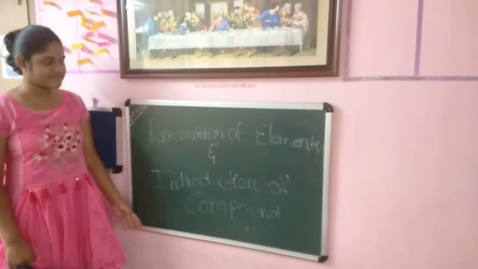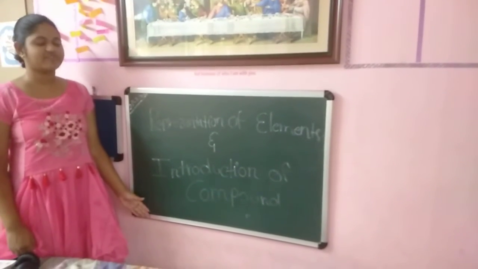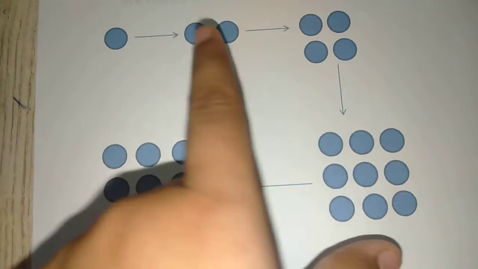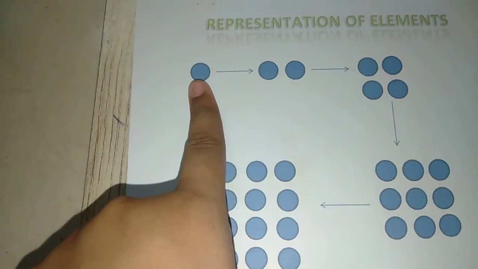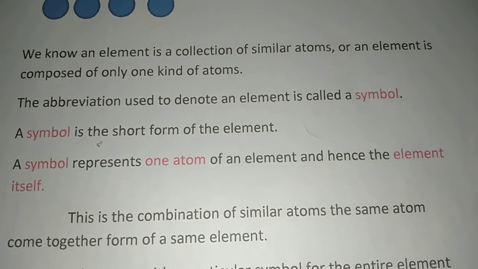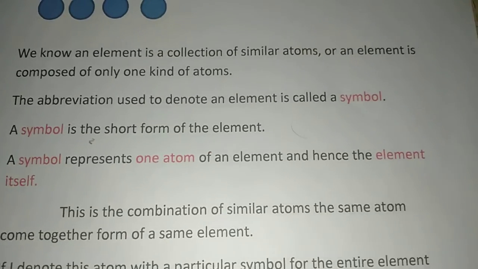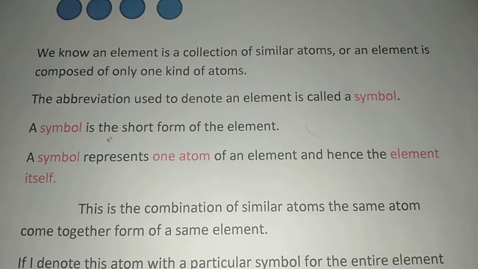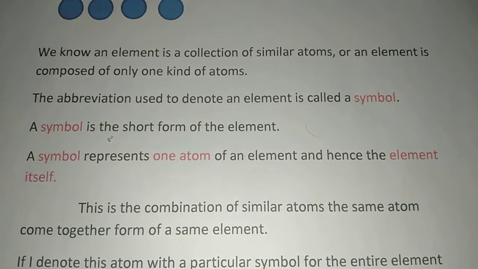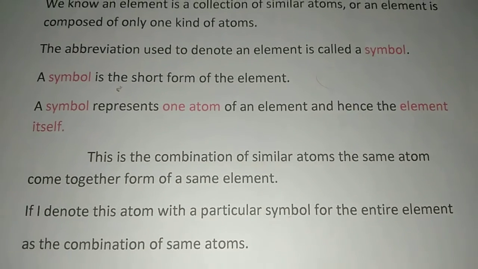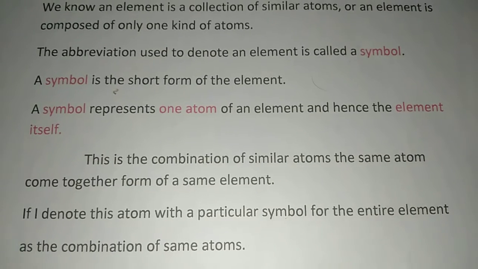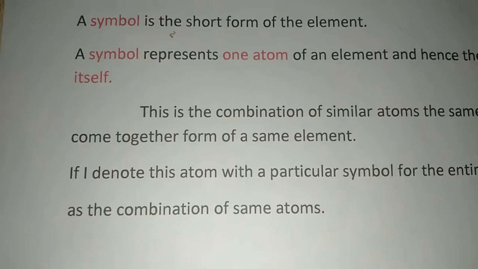Today's topic is representation of elements and introduction of compound. If we split an element like this, like this, like this, and here we come to an atom. We know an element is a collection of similar atoms, or an element is composed of only one kind of atom. The notation used to denote an element is called a symbol.